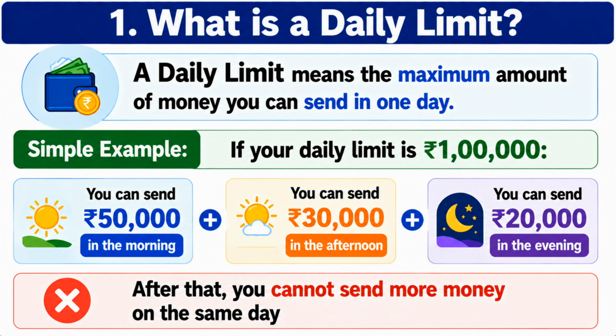What is a daily limit? A daily limit means the maximum amount of money you can send in one day. For example, if your daily limit is 1 lakh rupees, in the morning you send 50,000 rupees, in the afternoon you send 30,000 rupees, in the evening you send 20,000 rupees. Total becomes 1 lakh rupees. After that, you cannot send more money on the same day.